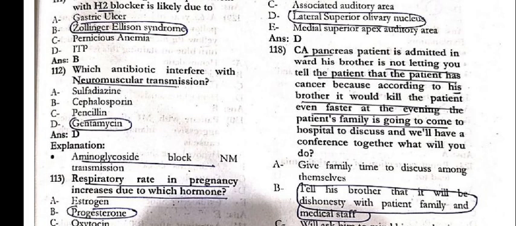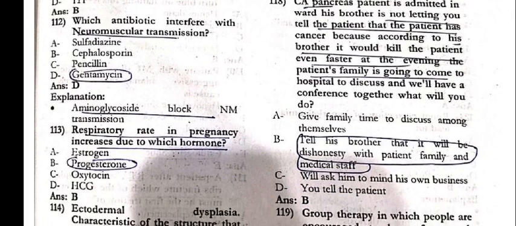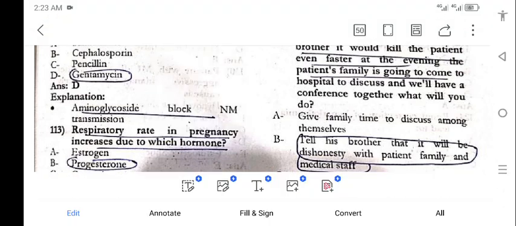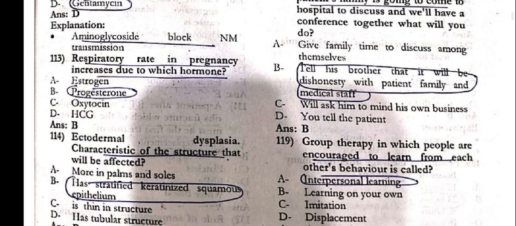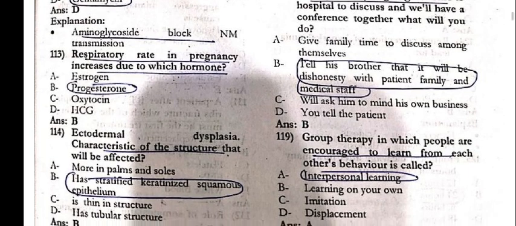His brother is not letting you tell the patient that he has cancer because, according to the brother, it would kill the patient even faster. In the evening, the patient's family is going to come to the hospital to discuss, and we will have to have a conference together. What will we do? Tell his brother that it would be dishonesty with the patient's family and the medical staff.